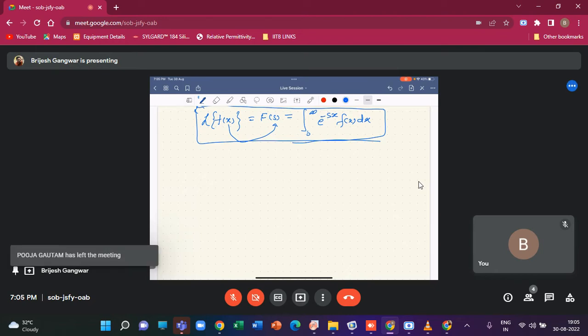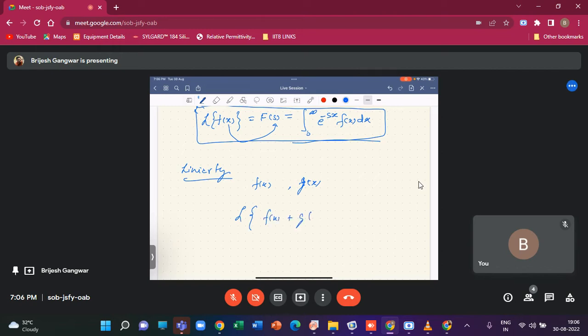Okay, so let's revise some properties. Number one is linearity of the Laplace. What the linearity property says is, if we have some function f(x) and another function, let's say g(x), then we find the Laplace of c1 f(x) plus c2 g(x), where c1 and c2 are constants. It can be directly operated on this one.